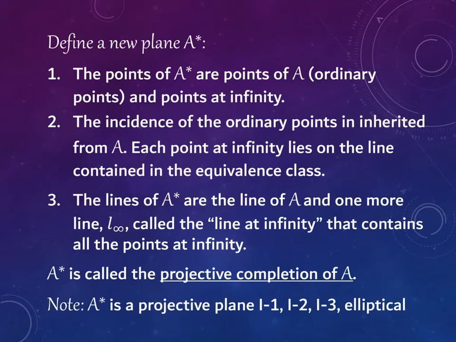A star is a projective plane. It satisfies incidence axioms 1, 2, and 3. But it doesn't have the Euclidean parallel postulate. It has the elliptical parallel postulate.